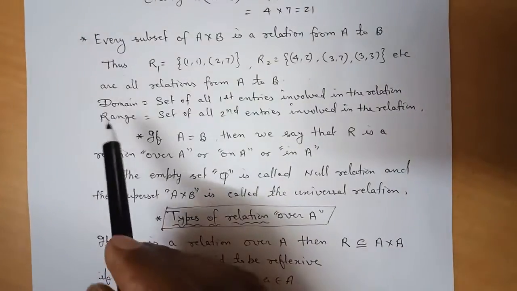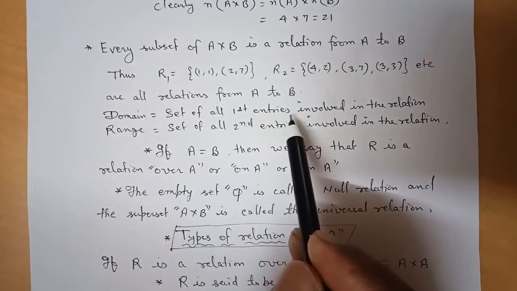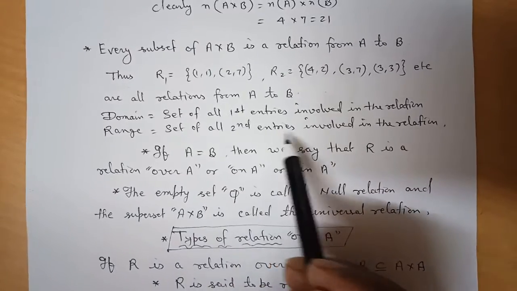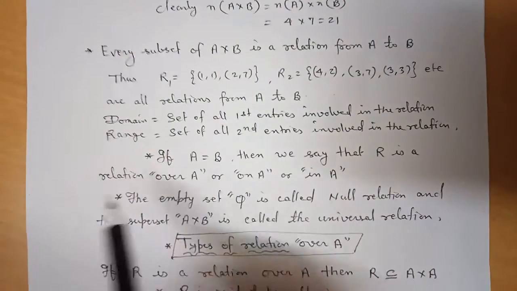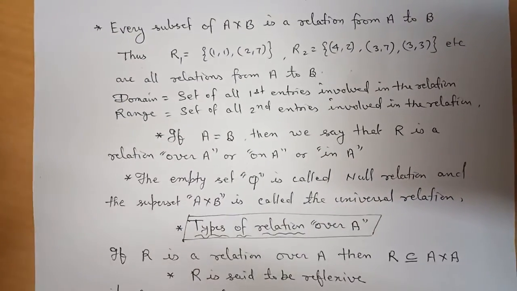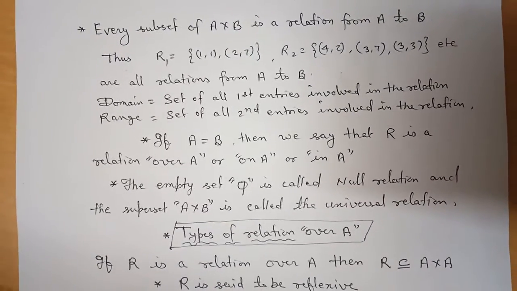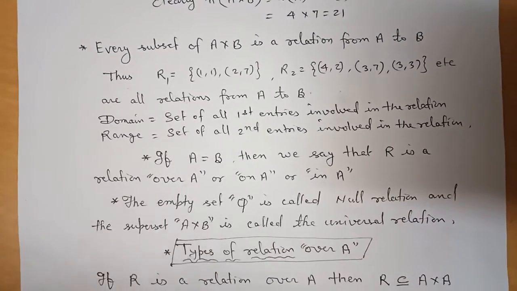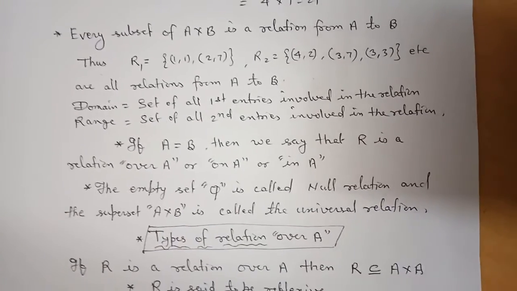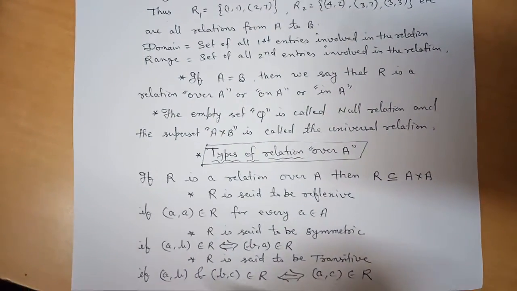It must be remembered that the domain of the relation is the set of all first entries involved in the relation, and the range is the set of all second entries involved in the relation. If A is equal to B, then we say that R is a relation over A, on A, or in A. All the phrases are applicable when both the sets are equal. The empty set phi is called the null relation, and the superset A cross B is called the universal relation over A and B.